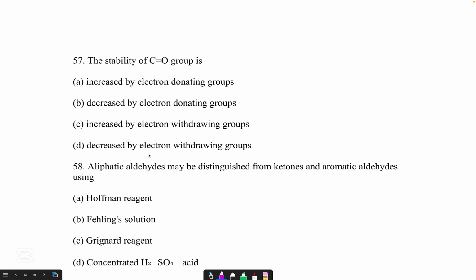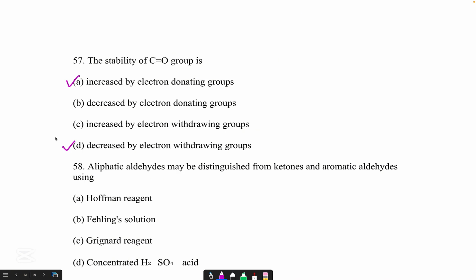Okay, they put it here. The stability of the CO group is increased by electron donating group. This one is correct. Decreased by electron donating group, no. Increased by electron withdrawing group, no. Decreased by electron withdrawing group, this is also correct. So these ones are correct like this. But you can choose any one of them that you wish.